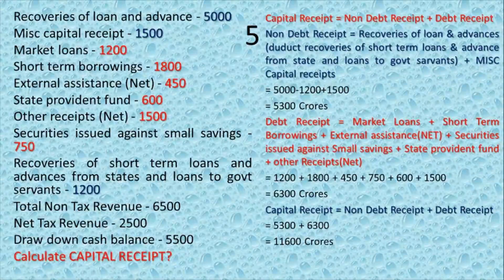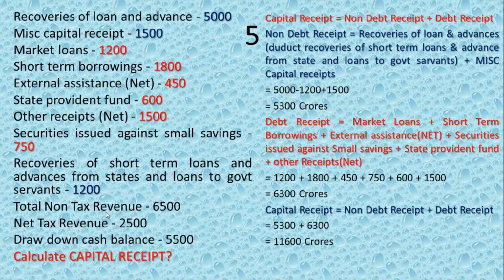Recoveries of loan and advance is 5,000. Miscellaneous capital receipt is 1,500, and market loans 1,200. Short-term borrowings 1,800. External assistance 450. State provident fund 600. Other receipts 1,500. Securities issued against small savings 750. Recoveries of short-term loans and advances from states and loans to government servants 1,200.